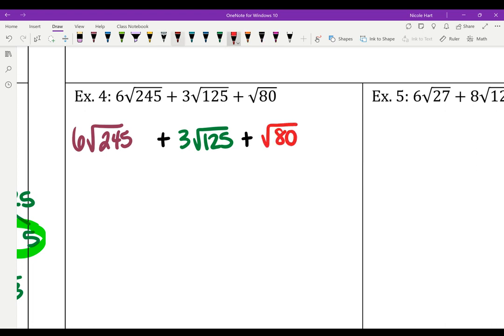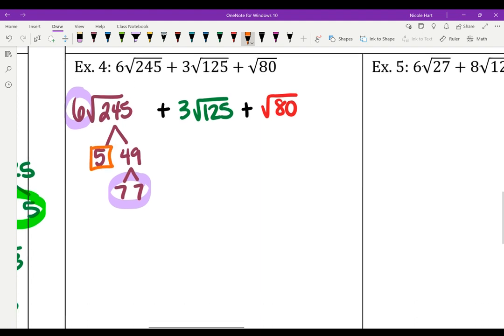root 80. So looking at the 6 root 245, using my calculator, I can do y equals 245 divided by x and look at my table. When I look at that table, what stands out is when we have 5, that means the other number is going to be 49. And 49 is one of those perfect squares that breaks down to 7 and 7. So we take that 7 outside with the 6 that is already outside, and our 5 is going to stay inside. So we have 6 times 7, root 5. 6 times 7 is 42, root 5. So that is 1 down, 2 to go.